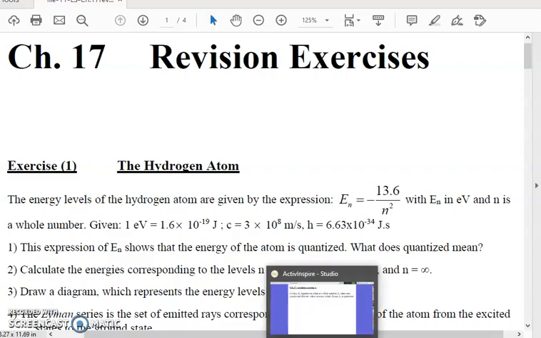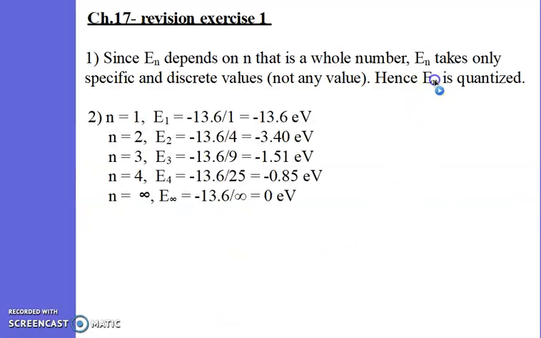Okay, let's do this. n equal 1, minus 13.6; n equal 2, minus 3.40; n equal 3, etc. Okay?